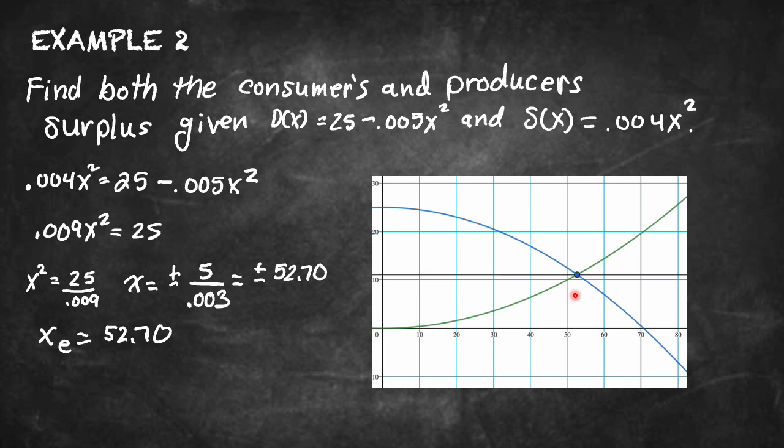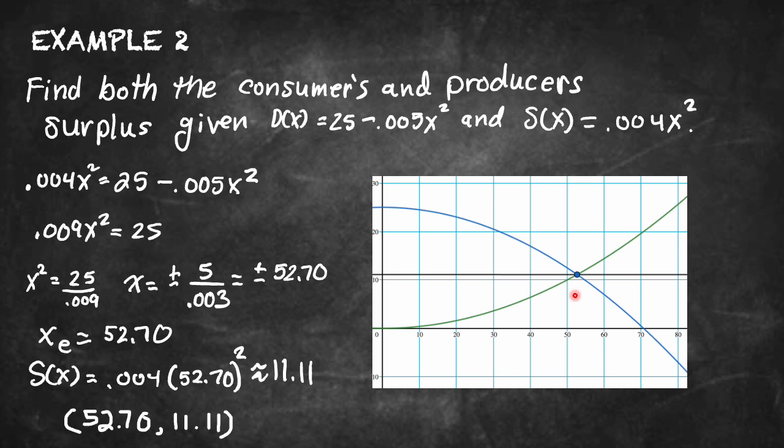So we know that our x value at that equilibrium point is 52.7. And then when we plug it in, I got 0.004 times 52.7 squared, which gives us approximately 11.11. So now that we know our complete equilibrium point, we know the x and the y. So that is this point, 52.7 and 11.11 for the y.